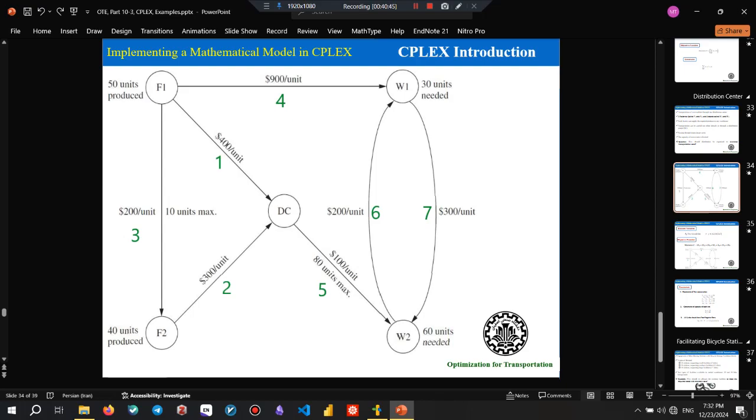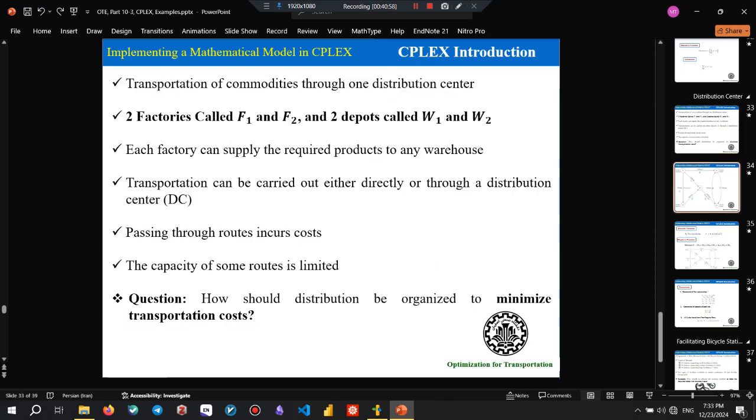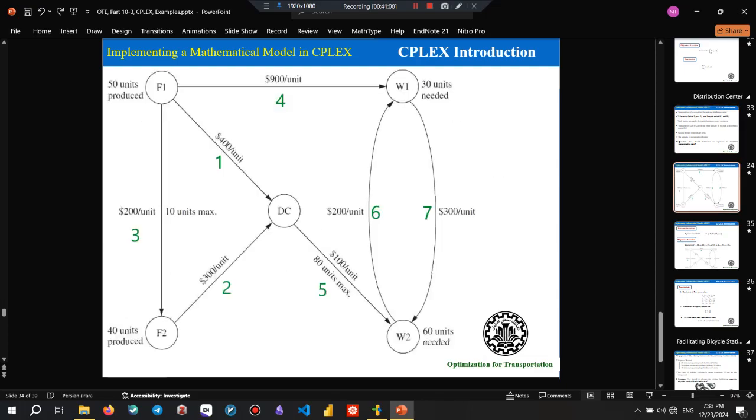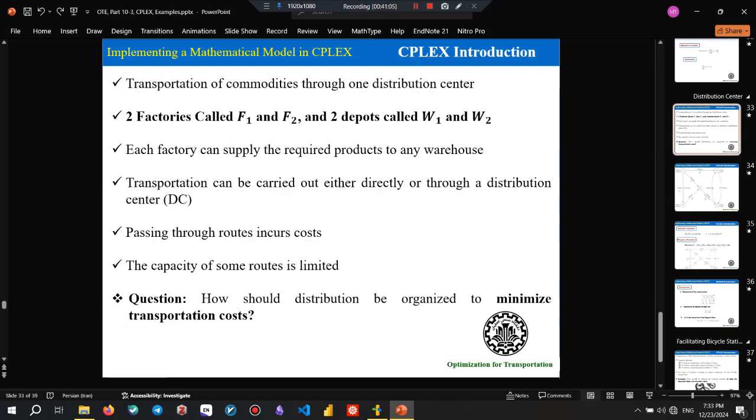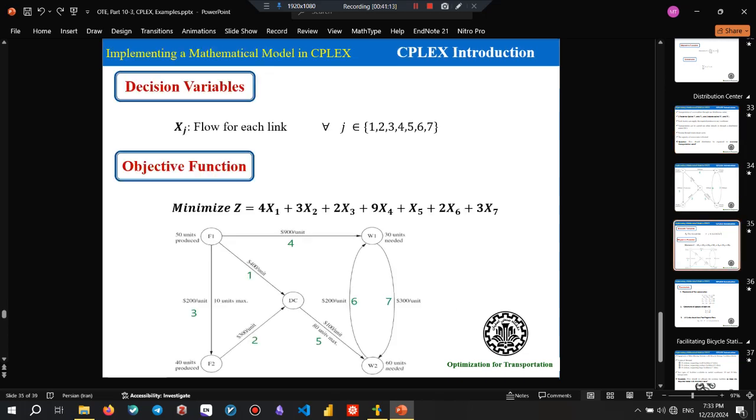This line and this line, the capacity is limited. So you cannot assign all of the transportation through this line, okay? Because there's a limit for this line. The question is, how should distribution be organized to minimize the transportation costs?